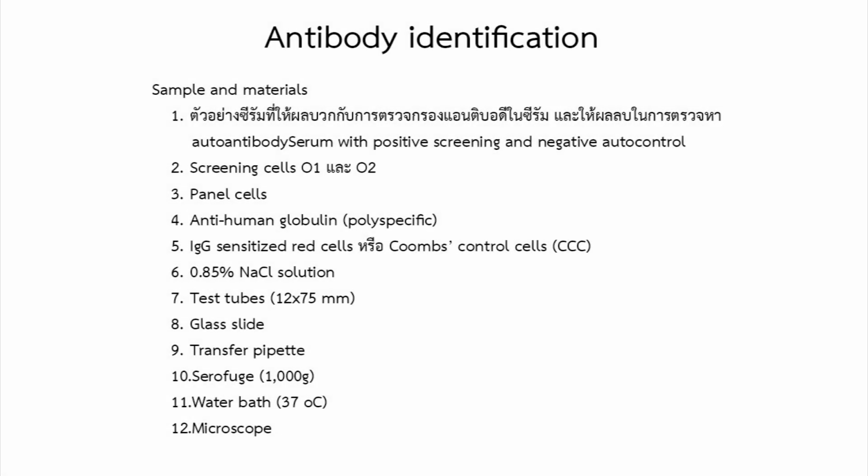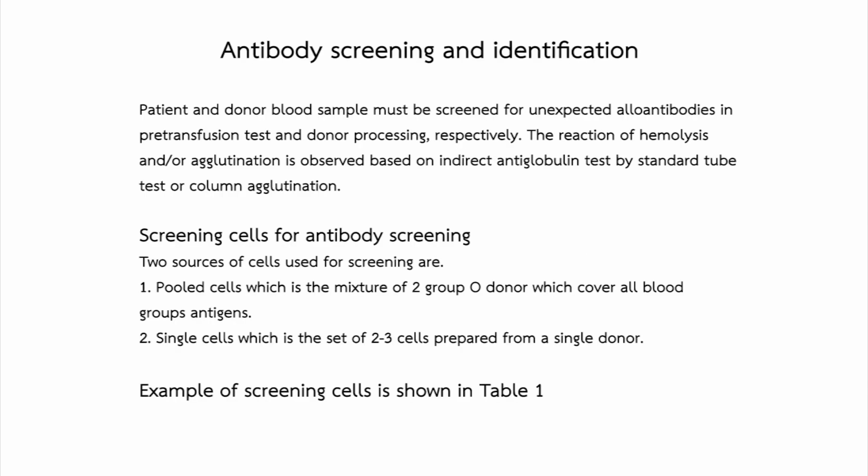Antibody screening and identification. Patient and donor blood samples must be screened for unexpected alloantibodies in pre-transfusion tests and donor processing, respectively. The reaction of hemolysis or agglutination is observed based on the indirect antiglobulin test by standard tube test or column agglutination.